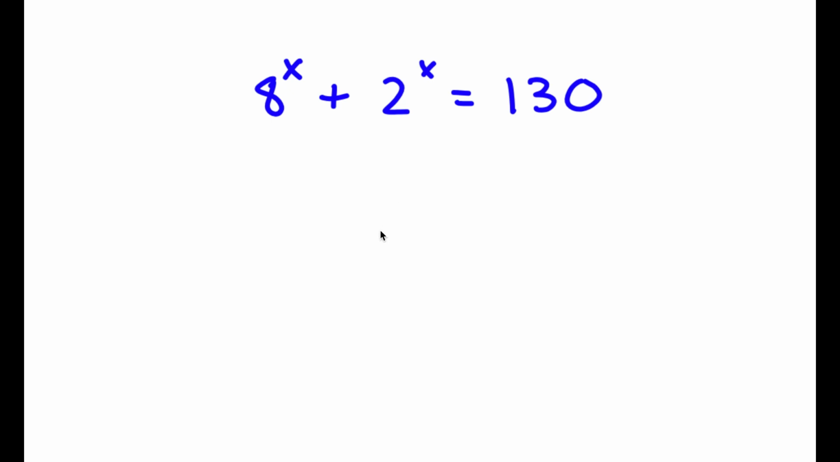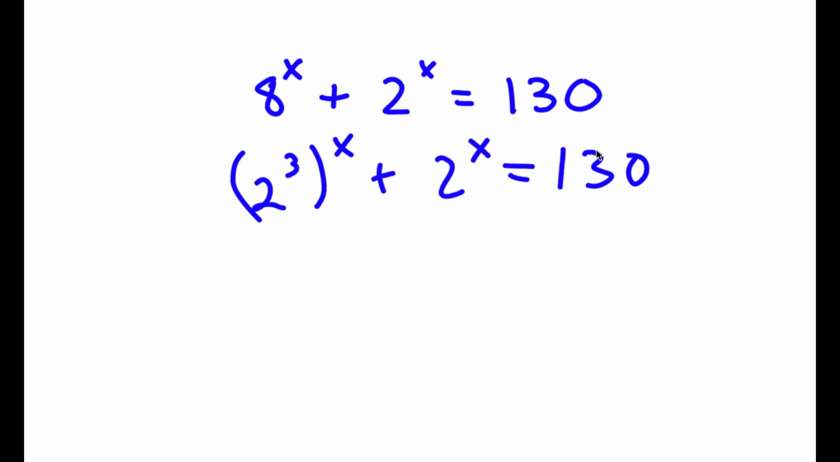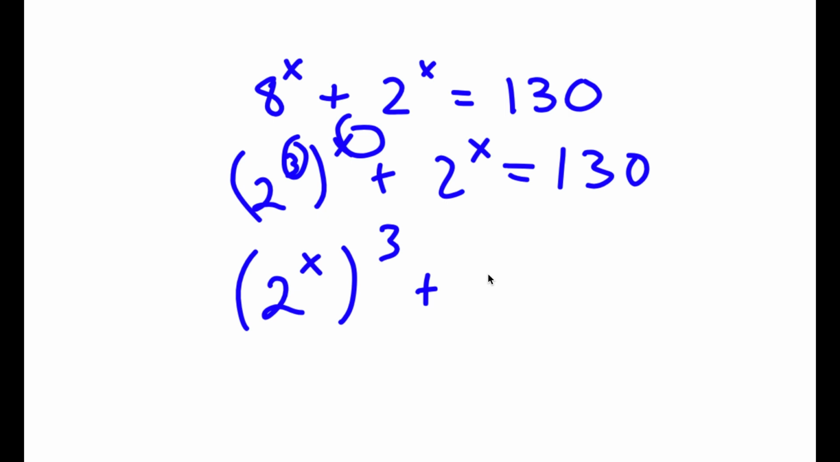Alright, so in this problem, I have 8 to the power of x plus 2 to the power of x is equal to 130. So to solve this, I'm going to first start by rewriting 8 as 2 to the power of 3. So now I have 2 to the power of 3 to the power of x plus 2 to the power of x is equal to 130. And I can actually switch the places of 3 and x. So this is the same thing as 2 to the power of x to the power of 3 plus 2 to the power of x is equal to 130.